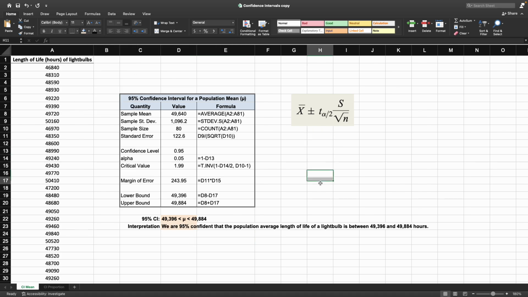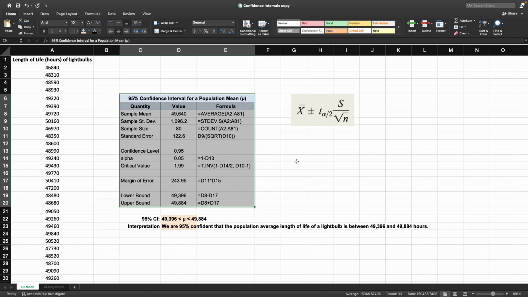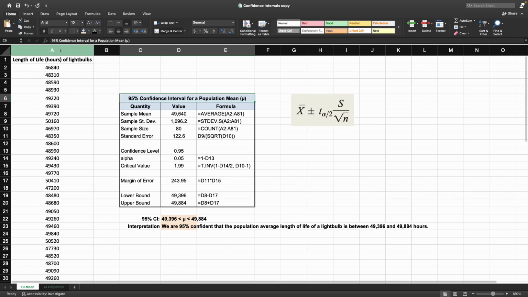Okay, and that's how we do a confidence interval in Excel. So when doing the homework, I recommend just copying and pasting this table into a new formula sheet, and then just using this to structure how you work through a confidence interval. Okay, in the next video, we will do a confidence interval for the proportion.